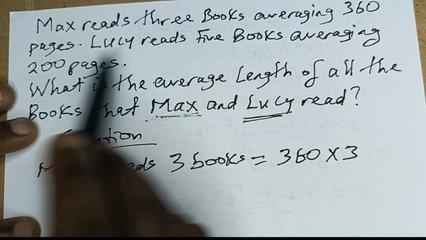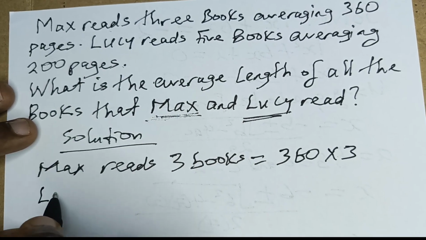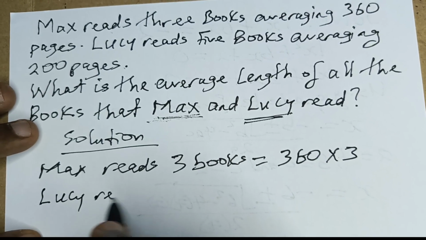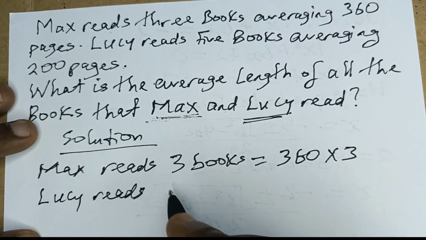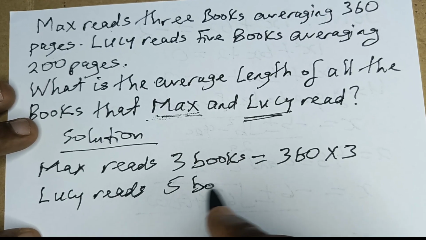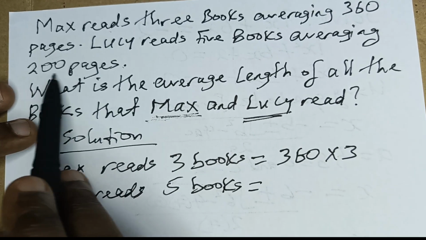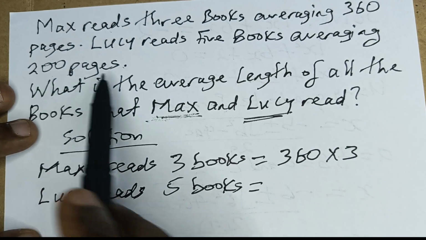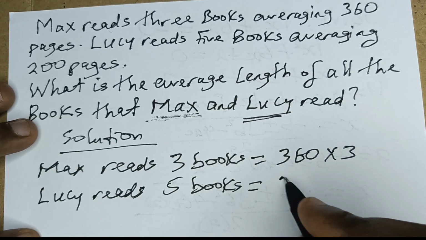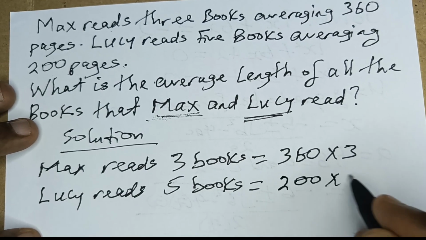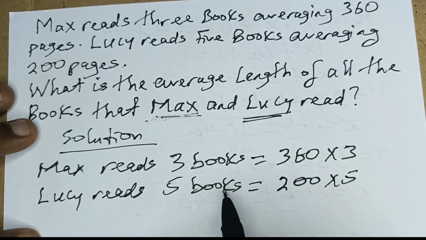Now, Lucy reads 5 books. For Lucy, we have 200 pages for each book. So it means we have 200 times 5, because that's 5 books.